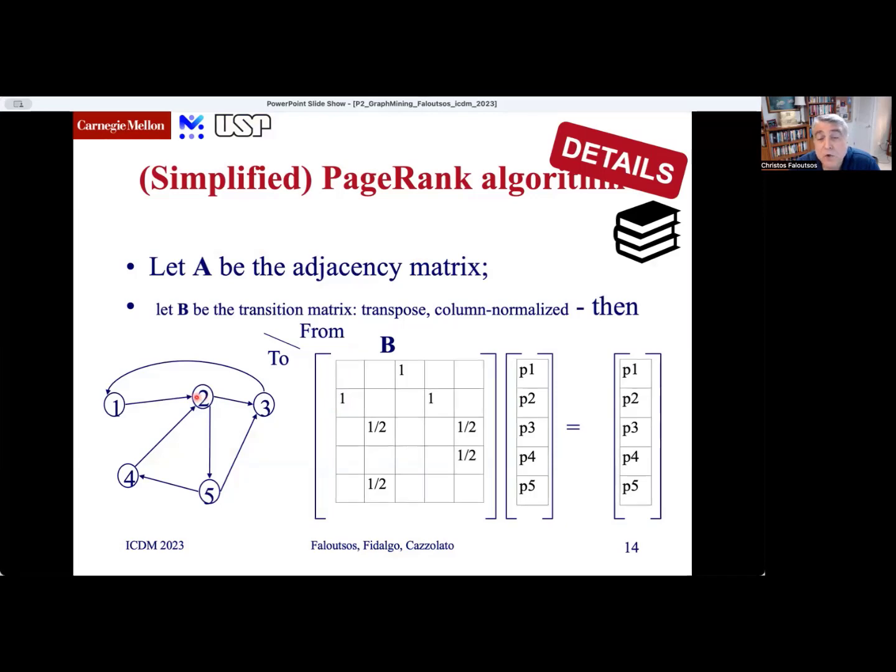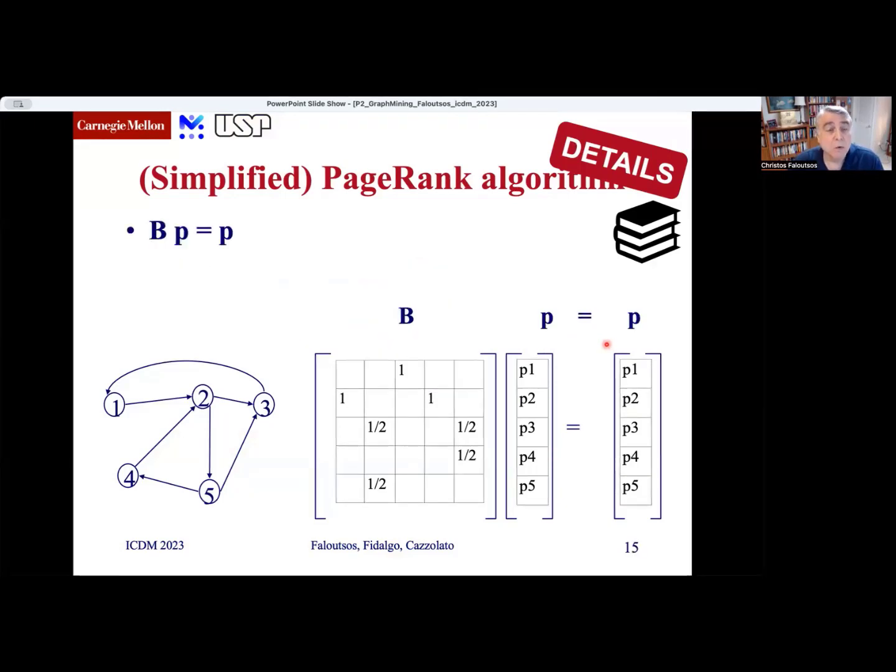So if we want to compute the steady state probabilities, which in this example will be a vector of 5 numbers, 5 rows, then the theory of Markov chains says that multiplying the transition matrix with the steady state probability should not change the steady state probability. That's the main insight, which means that this is the fixed point. The vector of importance we want to find is the fixed point of this matrix-vector multiplication.